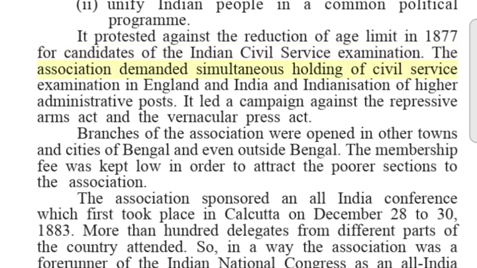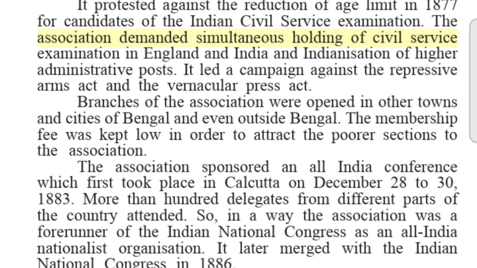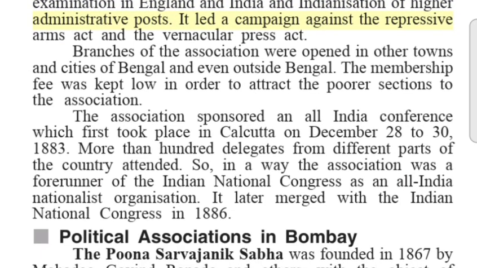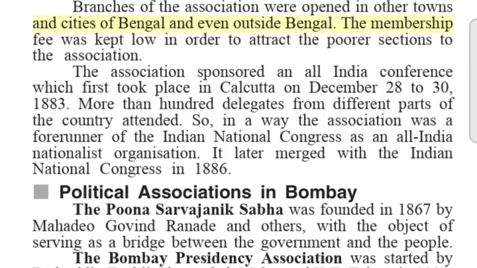The association demanded simultaneous holding of the civil service examination in England and India and Indianization of higher administrative posts. It led a campaign against the Repressive Arms Act and the Vernacular Press Act. Branches of the association were opened in other towns and cities of Bengal and even outside Bengal. The membership fee was kept low in order to attract the poorer sections to the association.